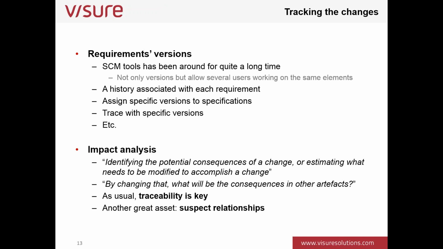Okay. As usual, traceability is going to be key in here. If I have got the user requirement trace with the system requirements, I can easily see by modifying these user requirements which system requirements are going to be potentially impacted by that change. Okay, so that is going to help me a lot. And another thing that's going to help me are the suspect relationship. I will be covering that into the demo in just a couple of minutes.